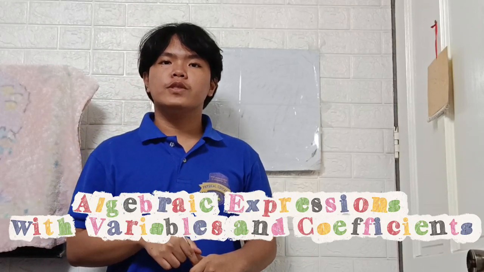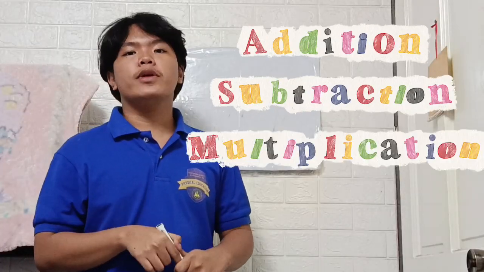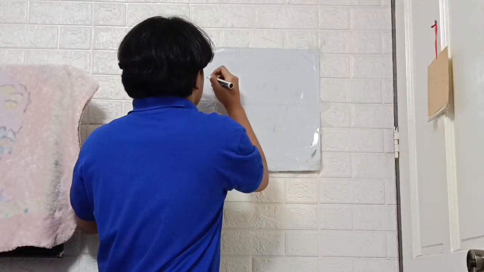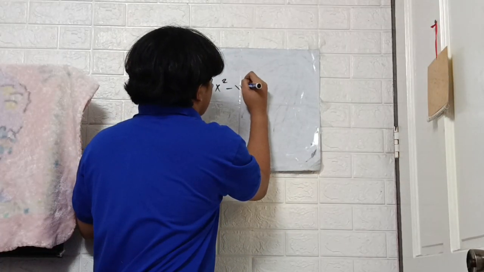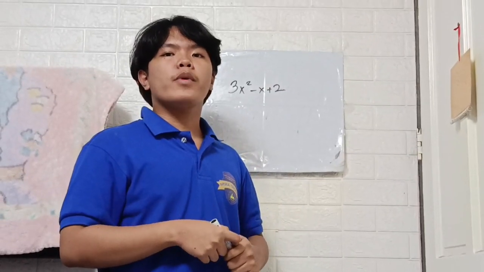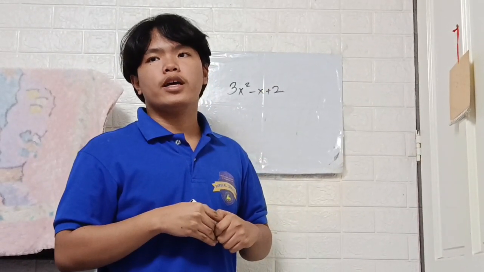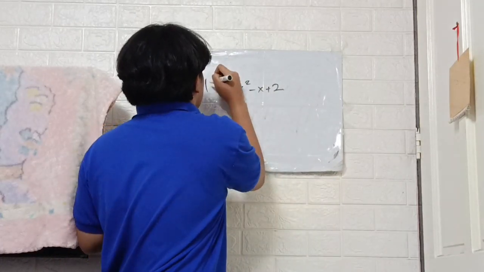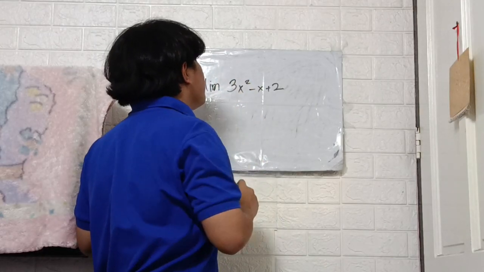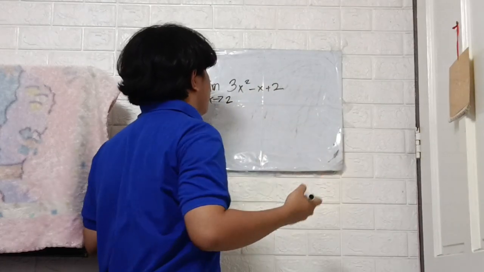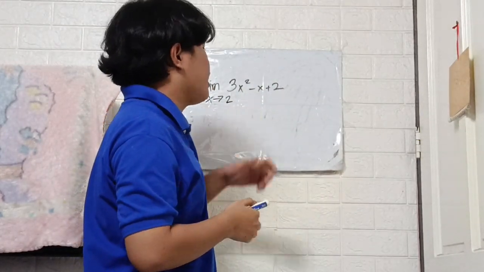Polynomials are algebraic expressions containing variables and coefficients using addition, subtraction, multiplication, and non-negative integer exponents. An example of this is 3x squared minus x plus 2. That's a polynomial. Polynomials are smooth and continuous. That's why in limits, you can just substitute the given x. For example, the limit of 3x squared minus x plus 2, where x approaches 2. You can just substitute it with the x.